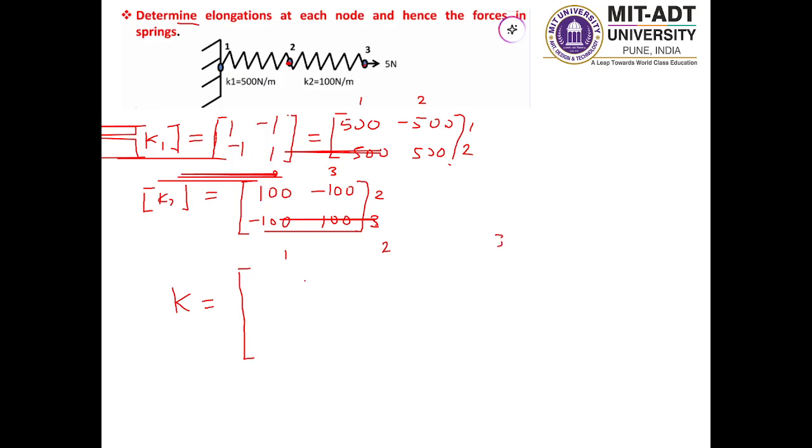So I have written 1 2 3 column wise as well as 1 2 3 row wise. Here I am writing the first element, 500, which is at row 1 and column 1. The second element I am defining is minus 500, which is at row 1 and column 2. So minus 500.